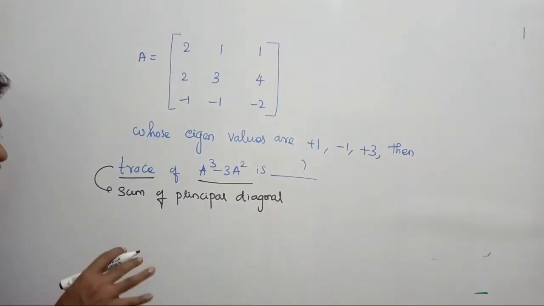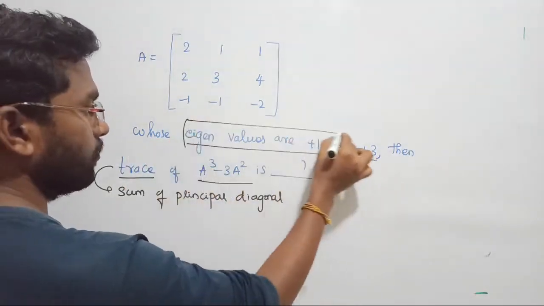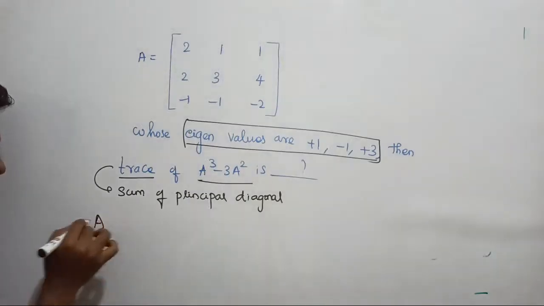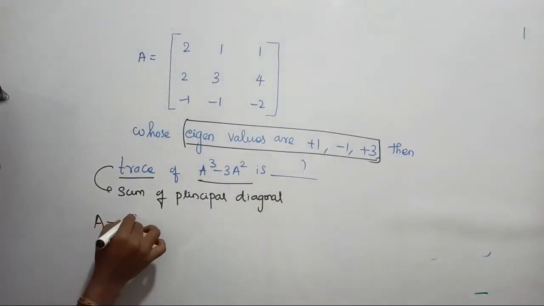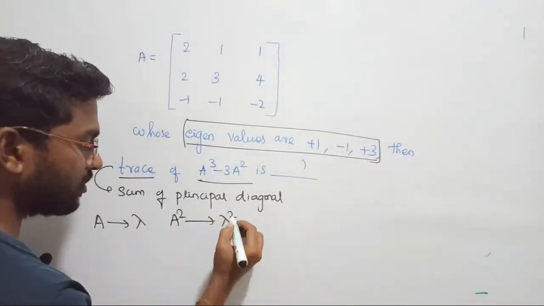No. The question is very easy because they are talking about the properties of eigenvalues. That's why the eigenvalues are given clearly. What we know: for A, its corresponding eigenvalue is lambda. For A square, its corresponding eigenvalue is lambda square.